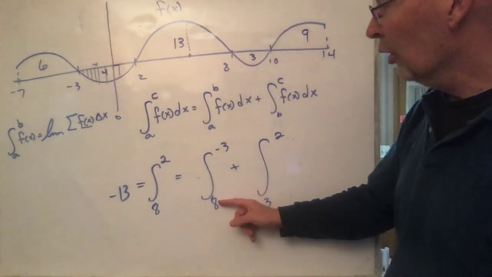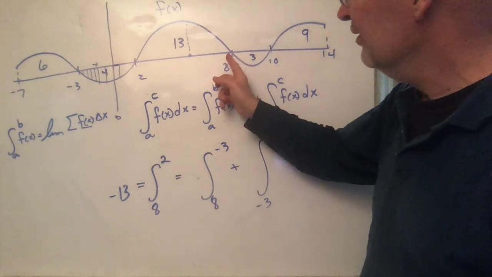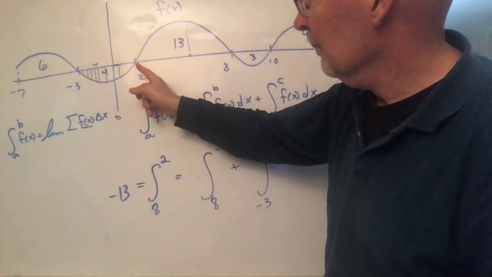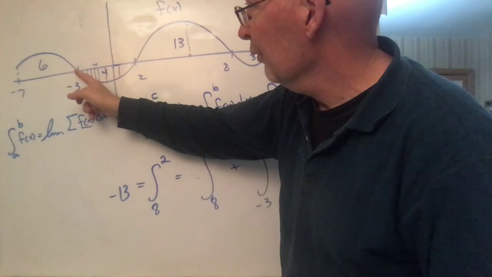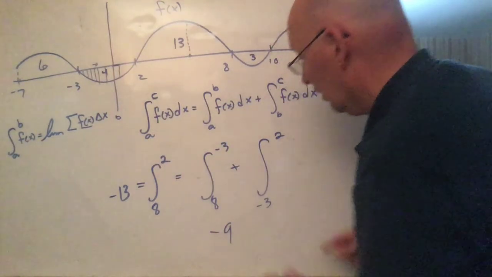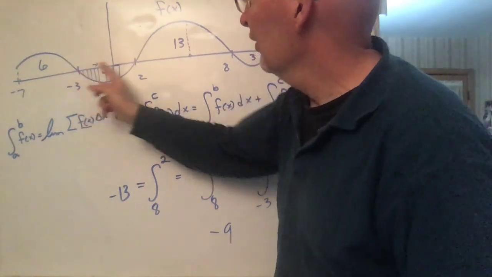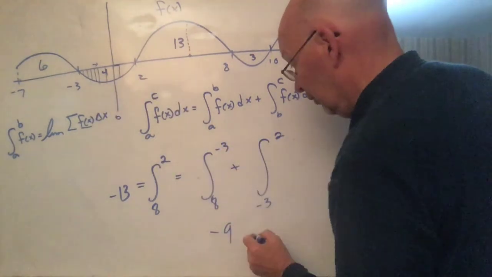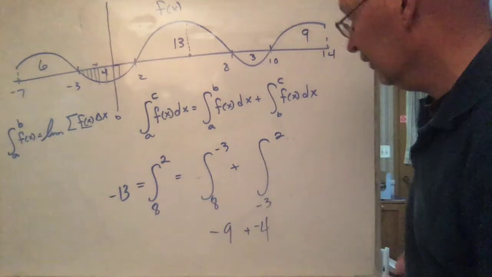On this side, we're going to go 8 to negative 3. Let's see, what's that going to be? 8 to negative 3 is going to be a negative 13. And then this is going to be a positive 4. Negative 13 plus 4 is a negative 9. And then how about from negative 3 to 2? From negative 3 to 2 is a negative 4. So sure enough, negative 13, negative 13.